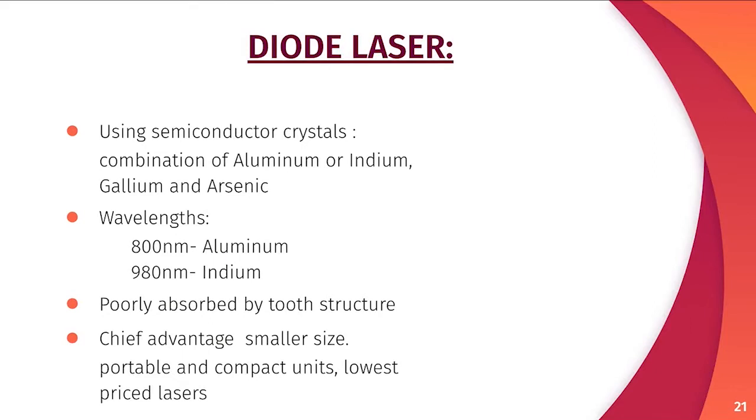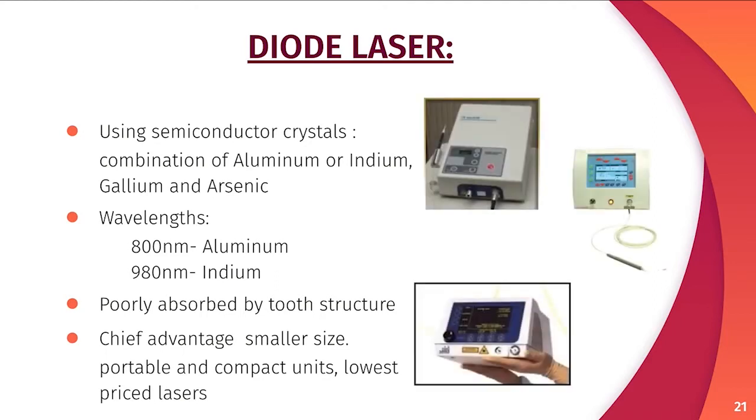Diode laser. Diode, as we all know, is a semiconductor. So here we use semiconductor crystals, a combination of aluminium or indium with gallium and arsenic. When we use aluminium, the wavelength is 800 nanometer, and with indium, the wavelength is 980 nanometer. It is poorly absorbed by the tooth structure, and the chief advantage is smaller size, which makes them portable and compact units, and it is very economical.